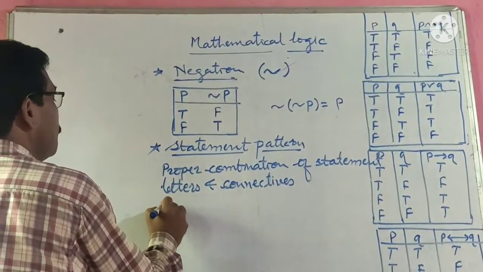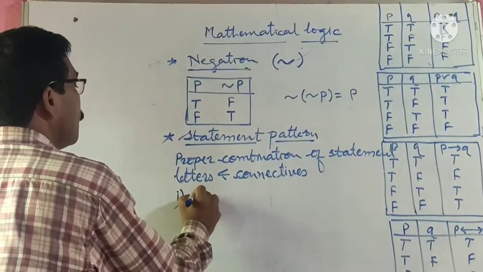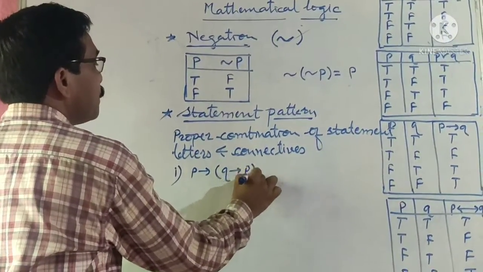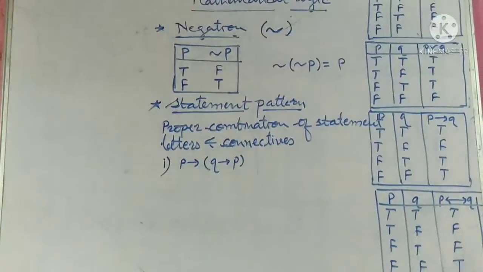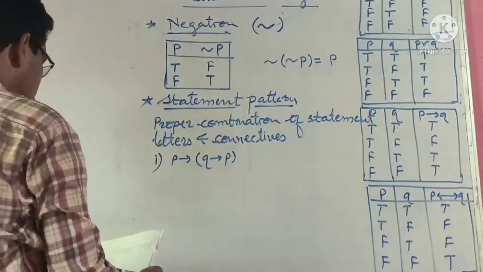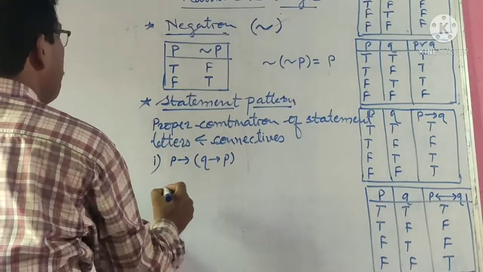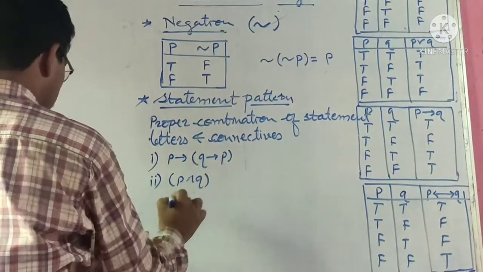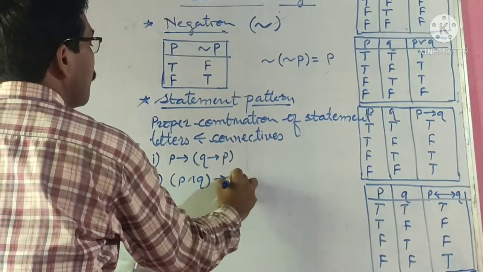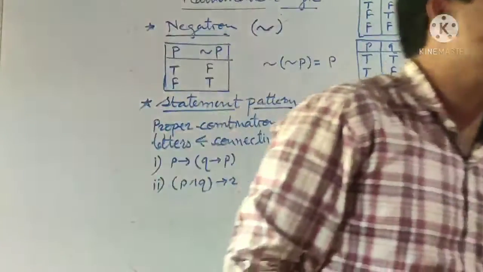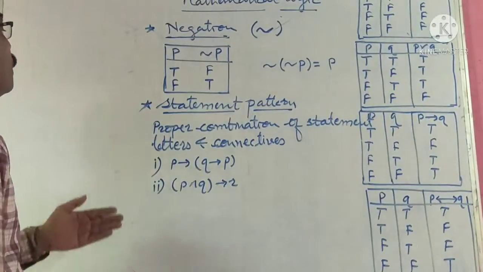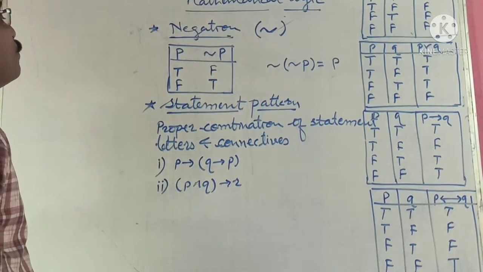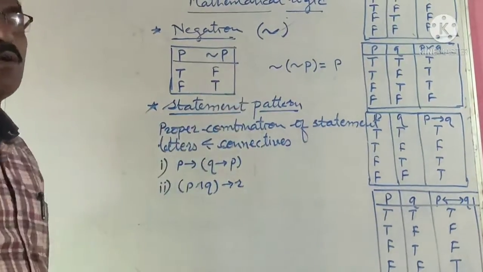I will give you one example: P implies (Q implies P). Again we will have another example. Second example: (P and Q) implies R. So these are the examples of statement patterns. After this we have to learn the truth table of a statement pattern.